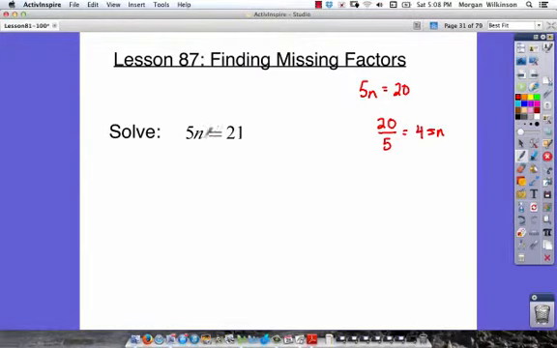So with this one, 5n is equal to 21, we could do exactly the same thing. When we had 5n equals 20, we divided because n had to be less than 20 in order to multiply 5 by it to get to our product of 20. So let's divide. We're going to divide 21 by 5, and 21 divided by 5 is going to equal n.